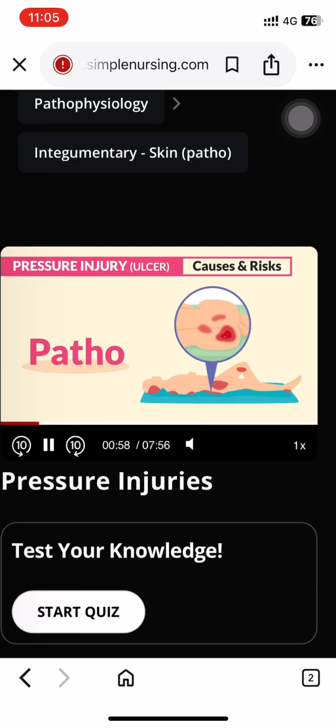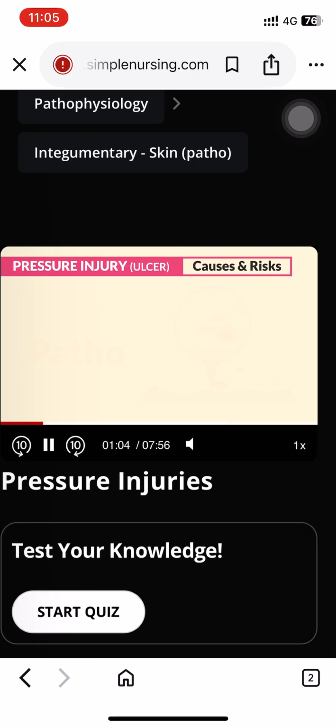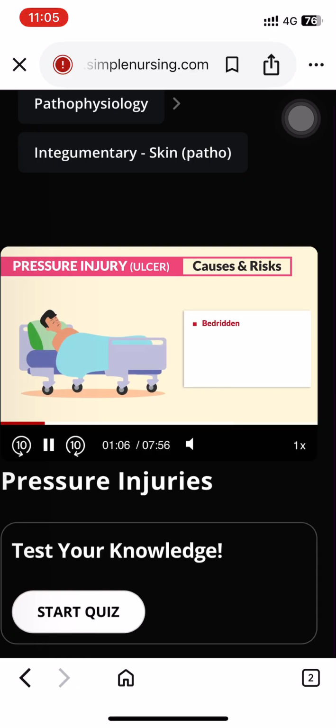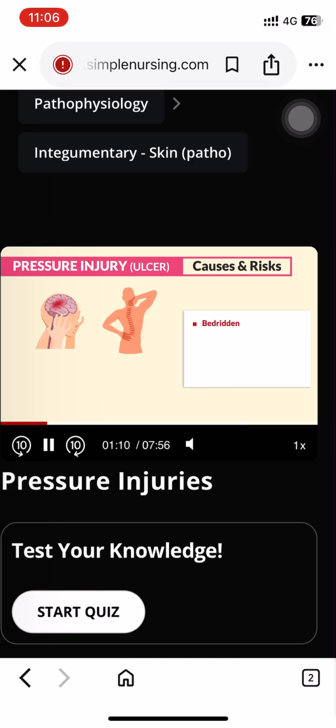The skin is breaking down from all that pressure, as well as other factors that can make the skin weak. So write this down. Bedridden clients who are immobile from either neuro issues, spinal injuries, or just intubated and sedated.